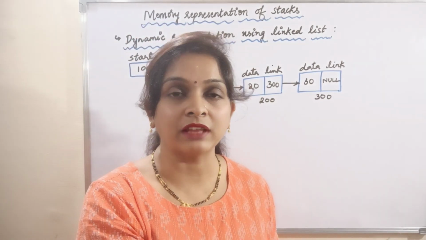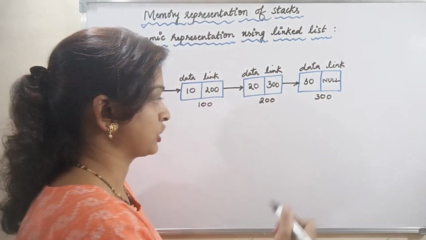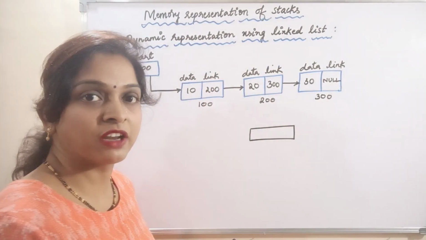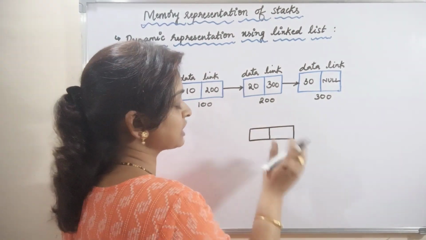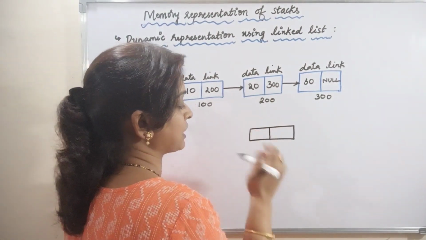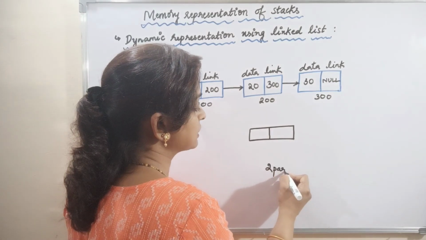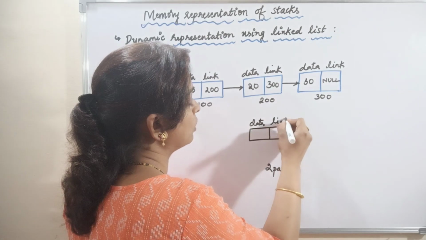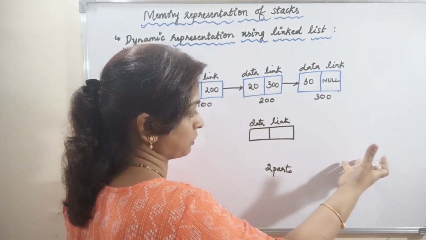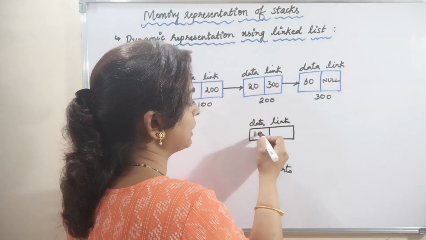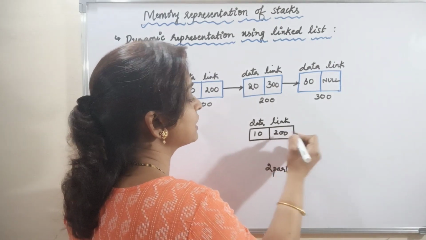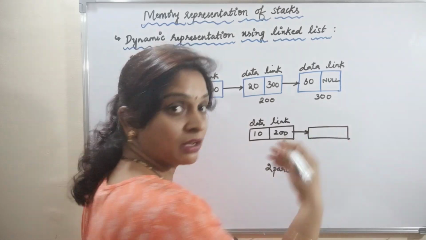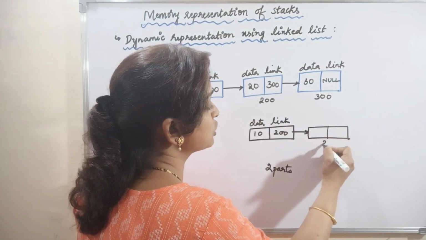So how do we create that? We create a node structure. We all know a structure is a user defined data type. We create a structure in such a way that it will have two parts. One part will hold data. The other part will hold the link, that is, the address of the next node. For example, data is 10 and the link is 200, meaning it will be pointing to a new memory block that we allocate during runtime, and that memory address is 200.